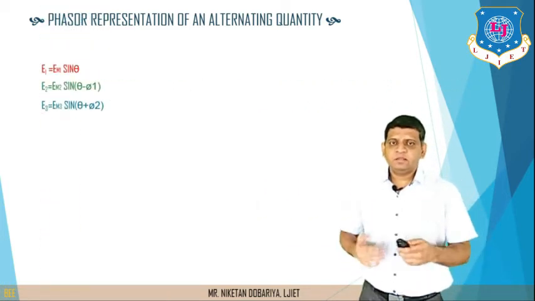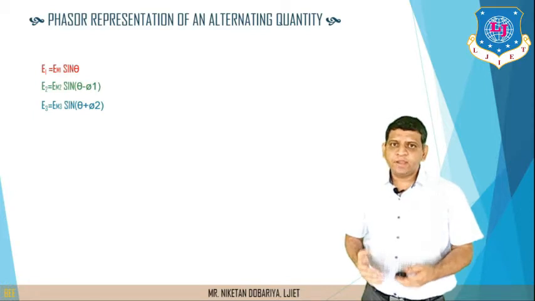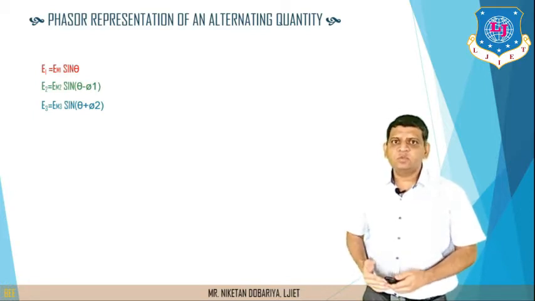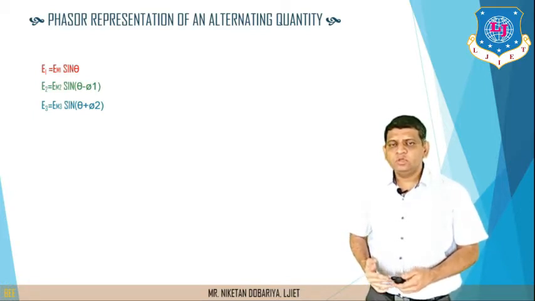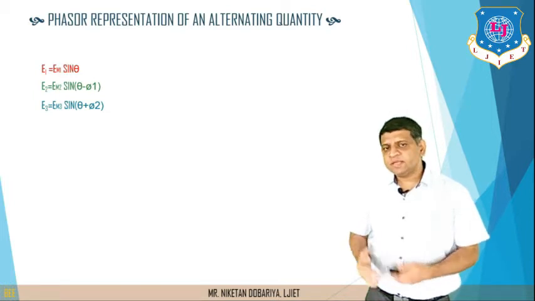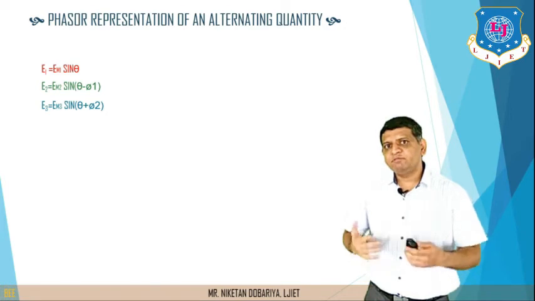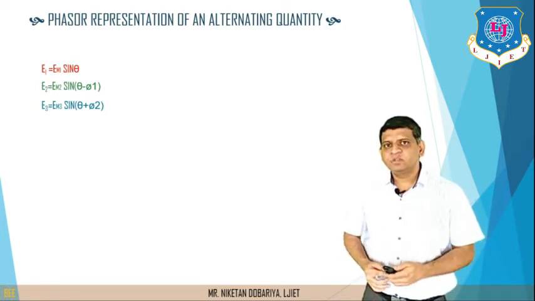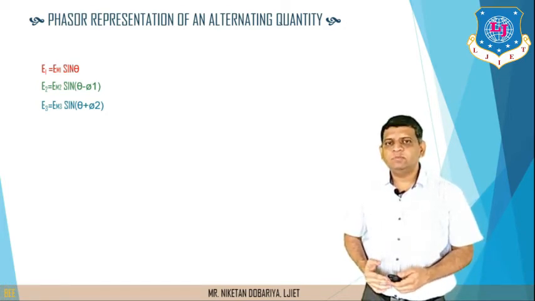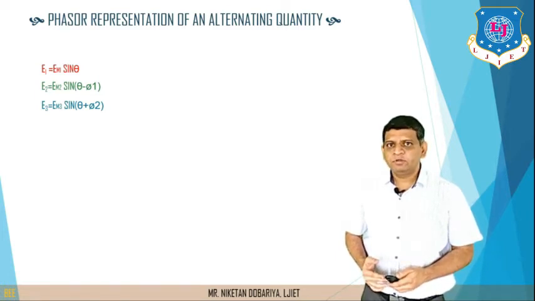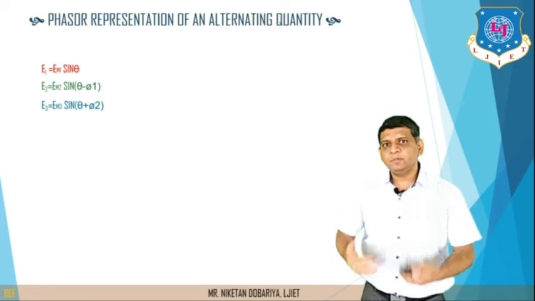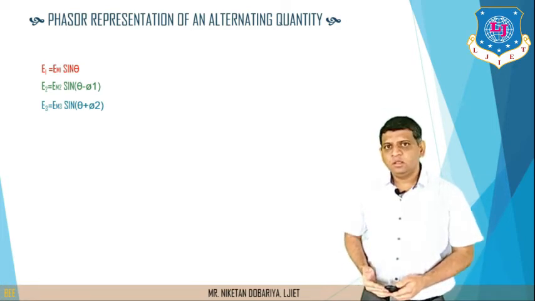Let's say here you will find e1 equal to Em1 sine theta. In our previous lecture we discussed the generation of AC signal, and at the end we found e equal to Em sine theta, or e equal to Em sine omega t, right? The reference starts from the angle 0. That particular equation represents the alternating quantity, the AC quantity.